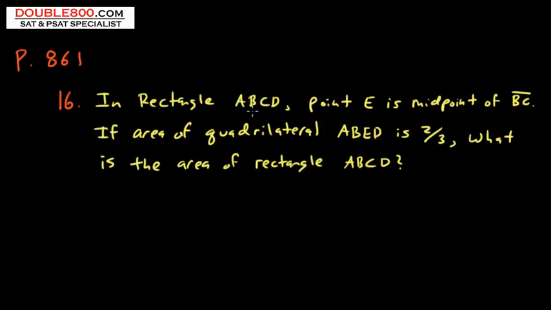In rectangle ABCD, point E is the midpoint of BC. If the area of quadrilateral ABED is 2/3, what is the area of rectangle ABCD?